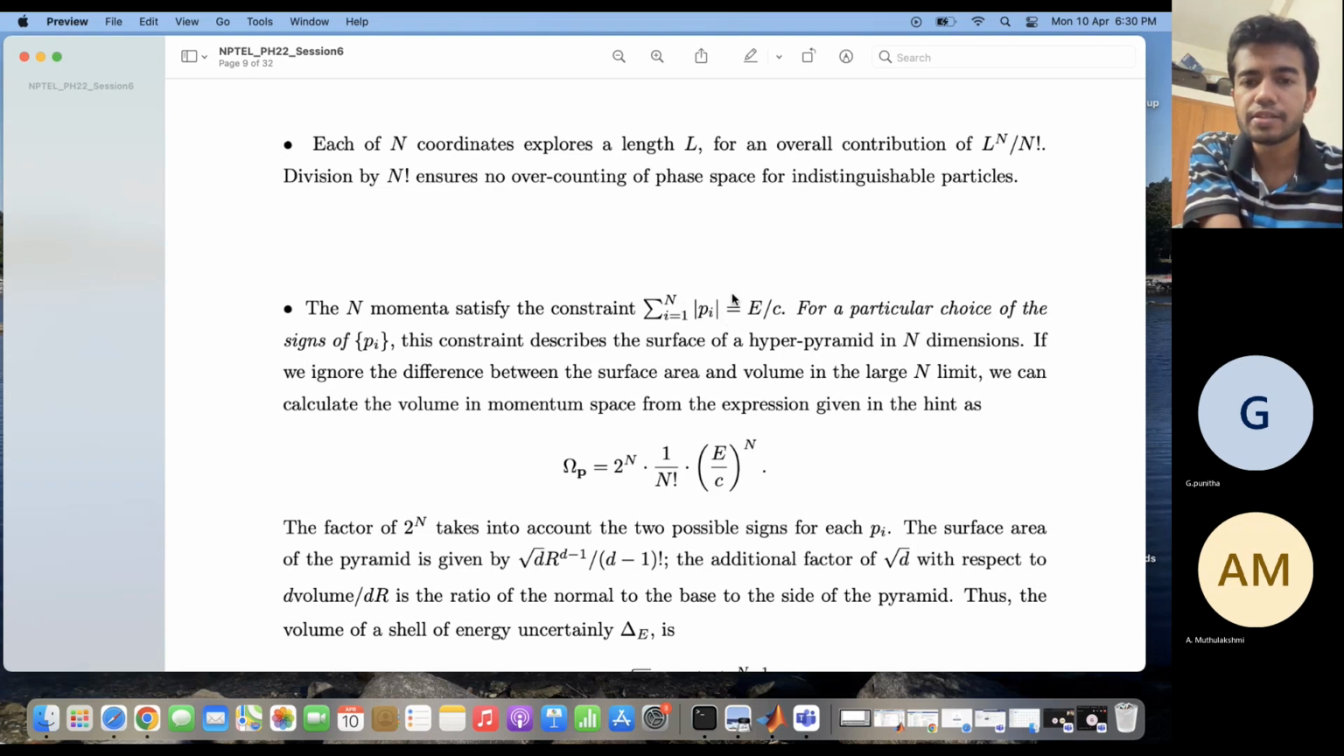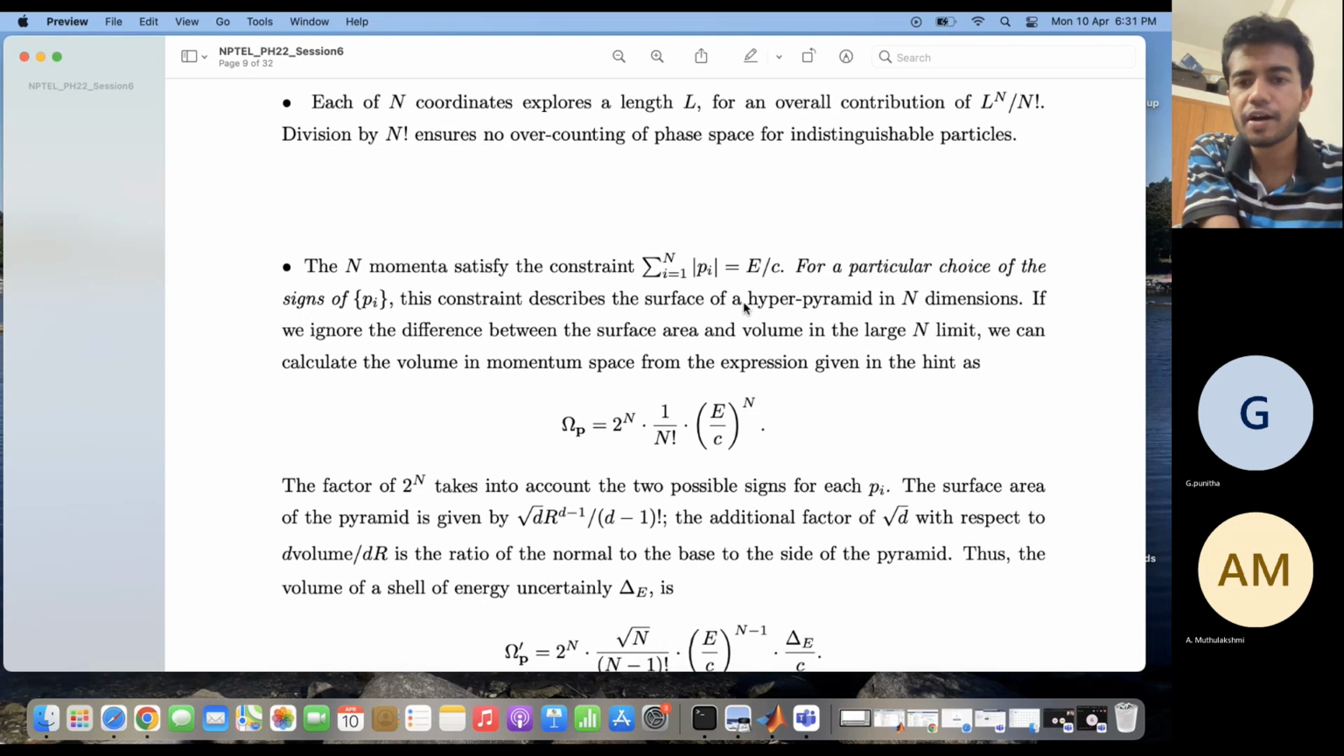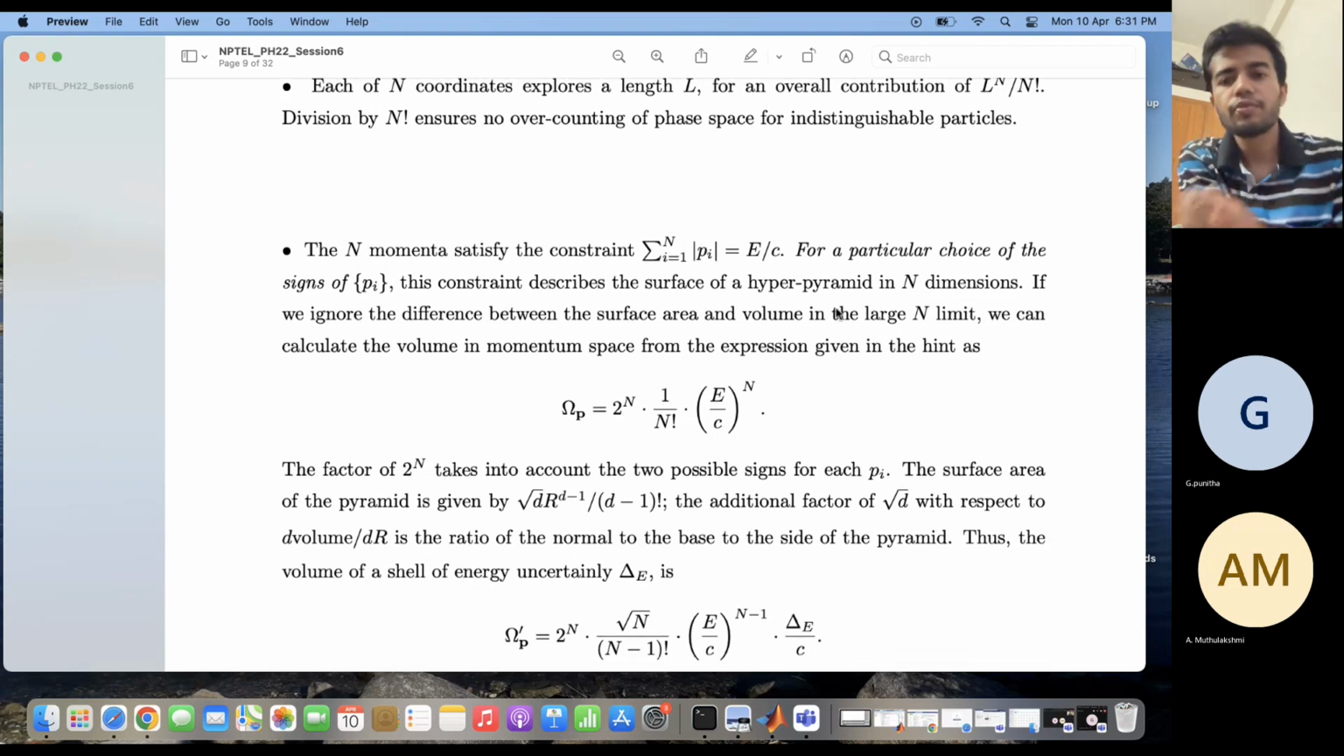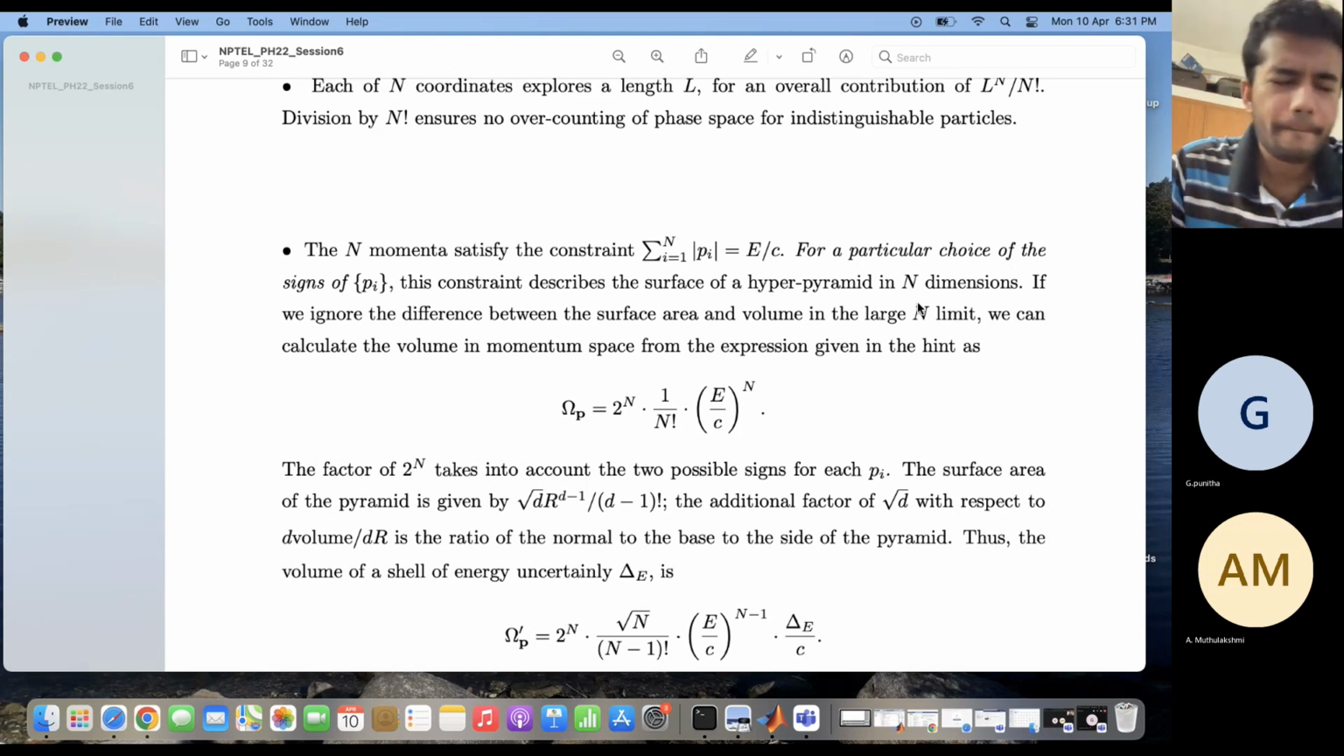So if I take two particles, then I'm working in two dimensions, so this constraint represents a triangle. And if I'm working in three dimensions, then there are three particles, so P1 plus P2 plus P3 is equal to some constant. That represents a tetrahedron. Similarly, if I'm working in n dimensions, then P1 plus P2 plus P3 up to Pn equal to some constant. This represents the surface of a hyperpyramid in n dimensions. Okay, so basically a tetrahedron is a pyramid. So this represents a hyperpyramid in n dimensions, or an n-dimensional tetrahedron.